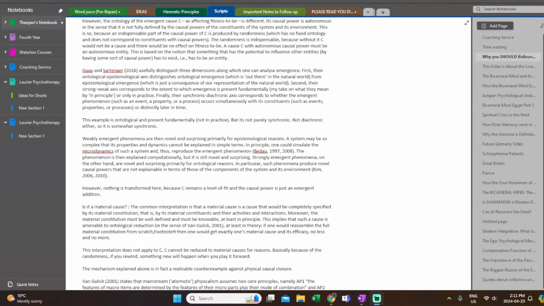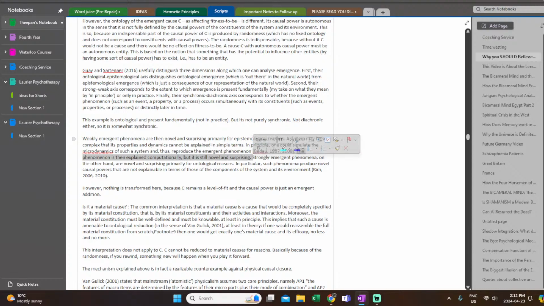Okay, let's see. A system may be so complex that its properties and dynamics may not be explained in simple terms. In principle, one could simulate the microdynamics of such a system and thus produce the emergent phenomenon. The phenomenon is then explained computationally, but is still novel and surprising. Yeah, so if your computer can do it, then you know for sure it's weakly emergent. A lot of weakly emergent phenomena have been proven to be weakly emergent, so weakly emergent phenomena do exist. It's not really controversial because they must exist.